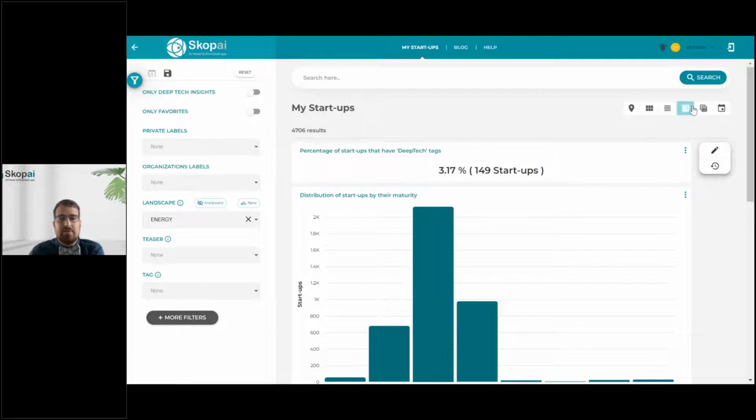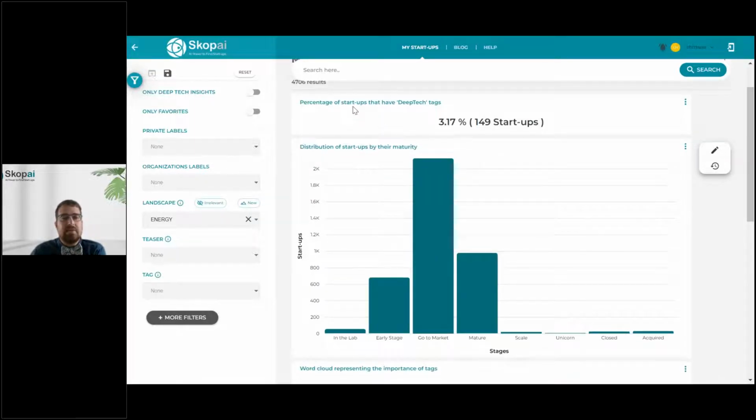So what we have here are a few charts that are going to show you just a quick idea of what's going on. If we look first, we have 4,706 results. This is a number that's constantly growing thanks to Alfred, our AI. If we look here, the first thing we have is the percentage of startups that have deep tech tags. This is going to refer to any number of startups that have a technology they've been working on for 10 plus years. So we can quickly see that we have 3.71%. So 149 startups out of this ecosystem are related to deep tech or have that deep tech technology.